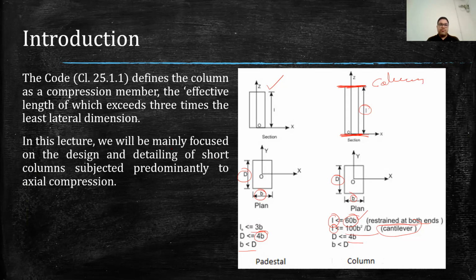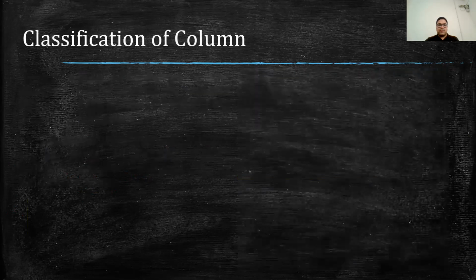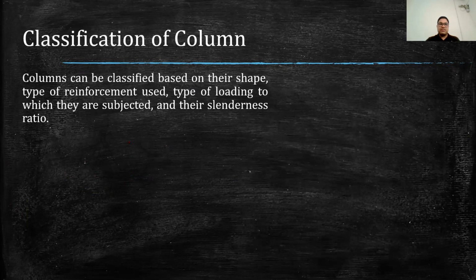In this lecture, we will be mainly focused on the design and detailing of short column subjected predominantly to axial compression. What a short column and axial compression are, we will see in the next slides. First we will see the classification of the column. Columns can be classified on various bases, and we will be discussing some of those bases. As I have written here, column can be classified based on their shapes, type of reinforcement used, type of load which they are subjected to, and based on their slenderness ratio.